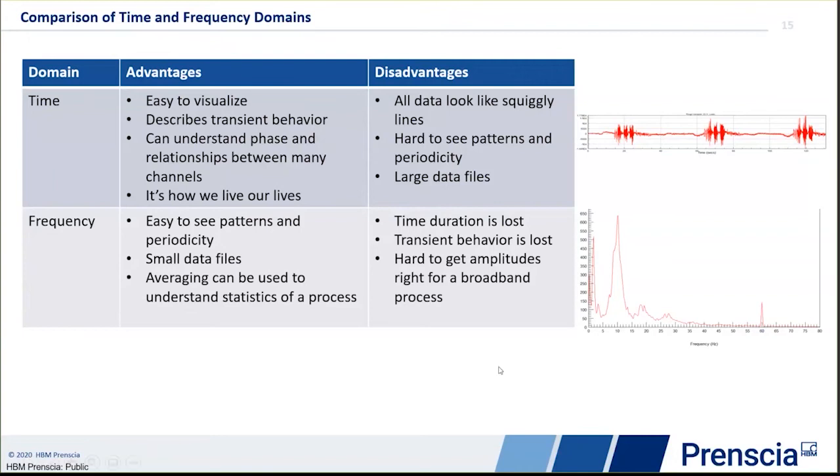So there are certain other statistics possible in the frequency domain, averaging and the PSD and something like that. And there are certain harmonics you can find over here. So there are certain disadvantages in the time domain as well as the frequency domain. In the time domain, it is very tough to interpret what it indicates, because everything looks like squiggly lines. So it is very tough to see the patterns and the periodicity.